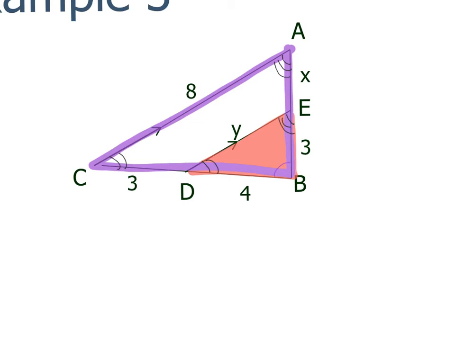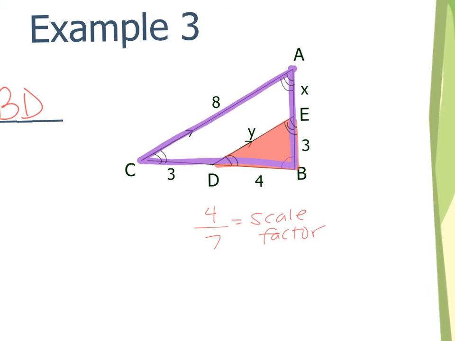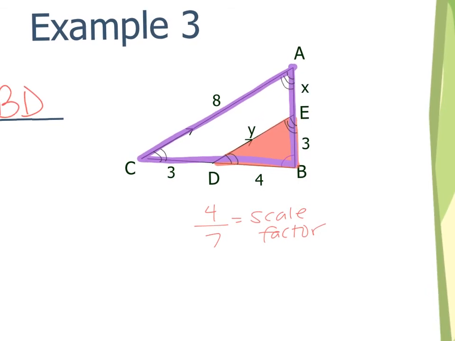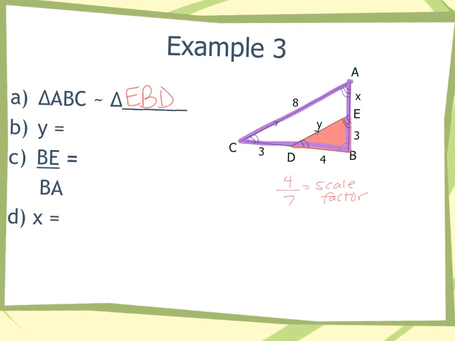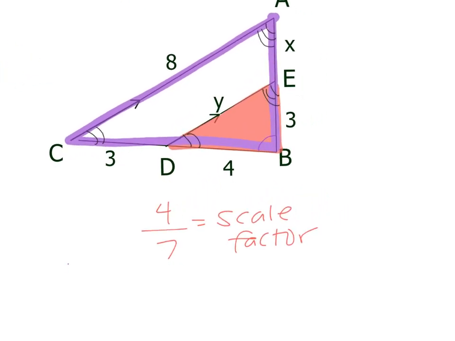So the bottom side, the length of the smaller triangle would be what? 4, and the length of the big triangle would be 7. So this is my scale factor. Still with me? So now if I want to solve for y, 4 over 7, which is the small triangle to the big triangle, would equal what? Y over 8.